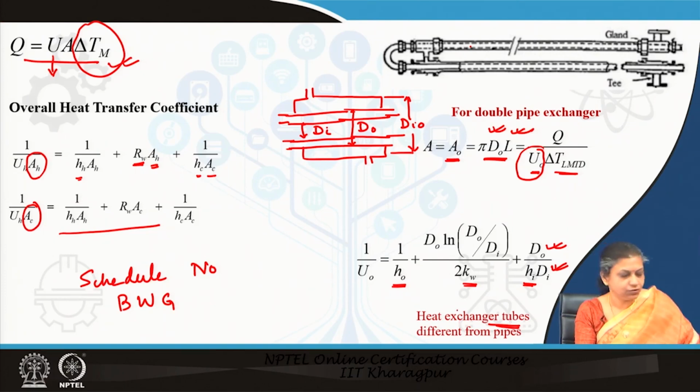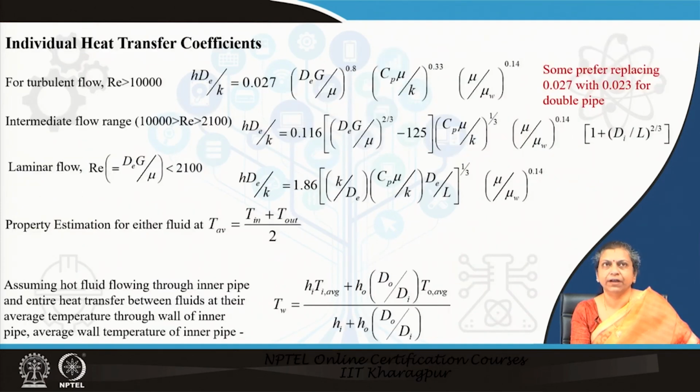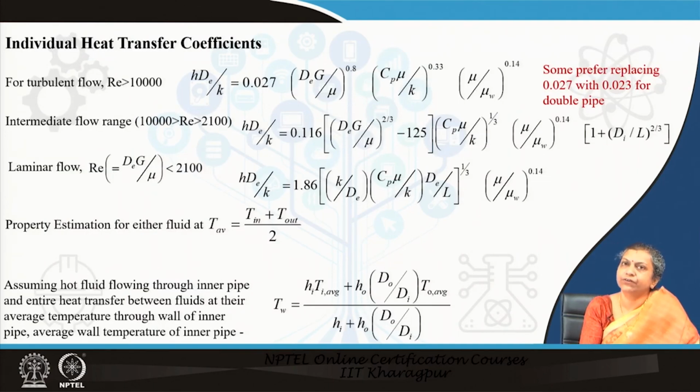This I just wanted to mention before we go for the details of the design. So, therefore, for UO more or less you need to find out Kw if you have selected the material of the wall of heat transfer. Kw, HO and HI are the things that you need to find out. Now, if you remember again in an introduction class, there were different correlations proposed for finding out the heat transfer coefficient. The same correlations can be used for finding out HO and HI.